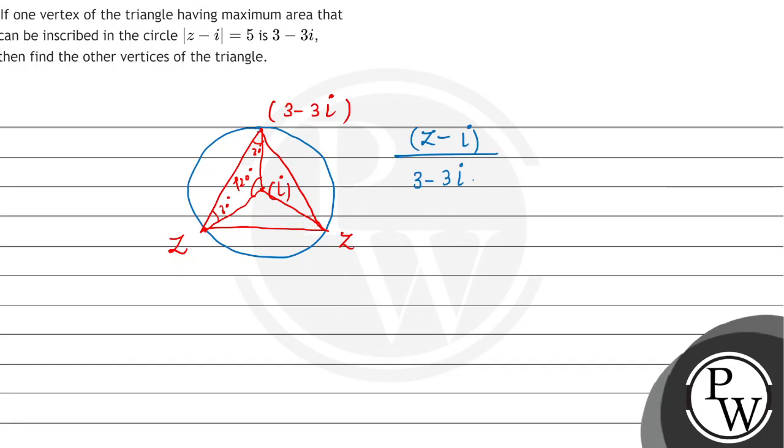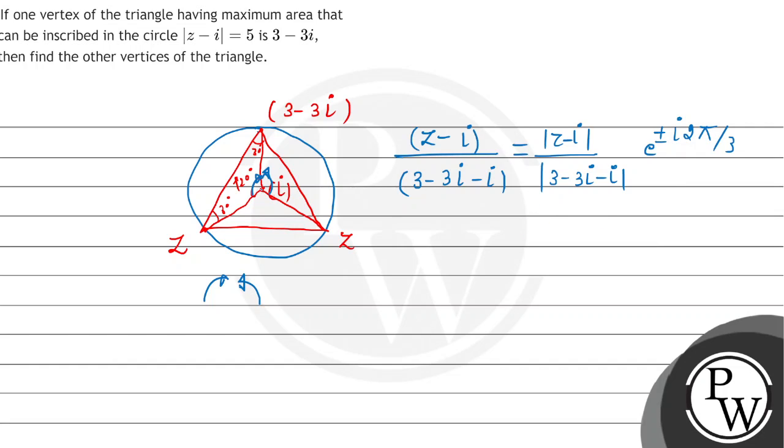So first we can write (z - i)/(3 - 3i - i) = (z - i)/|3 - 3i - i| e^(±i 2π/3). We take both values, plus and minus, because we have two ways to rotate. We can rotate in the clockwise direction and also take the angle in the anticlockwise direction. So according to the angle we'll take both cases, plus and minus. That's why we are taking both the cases.